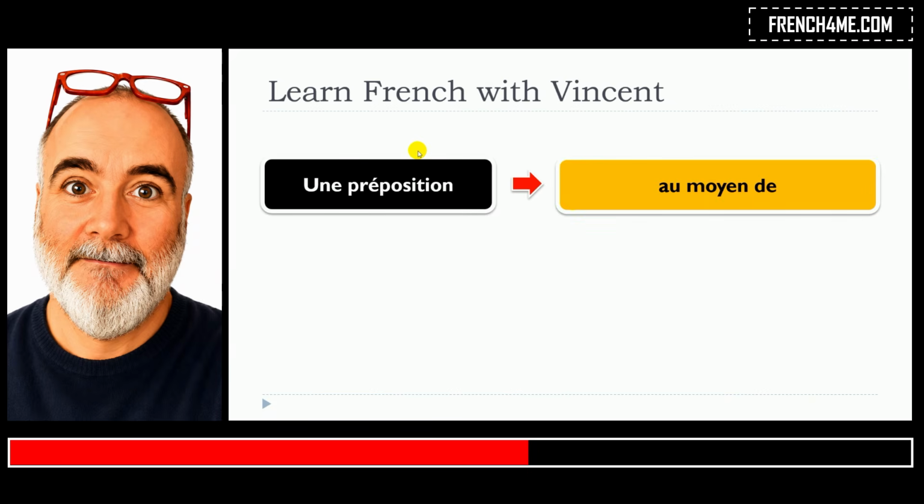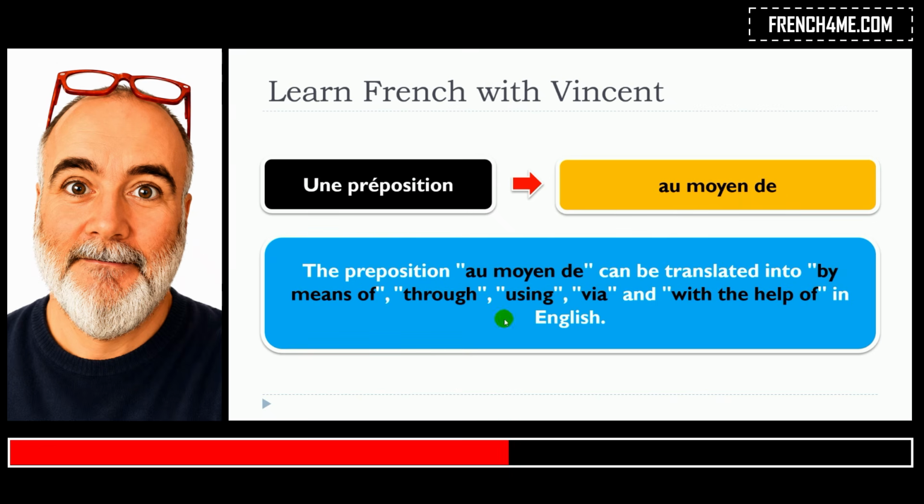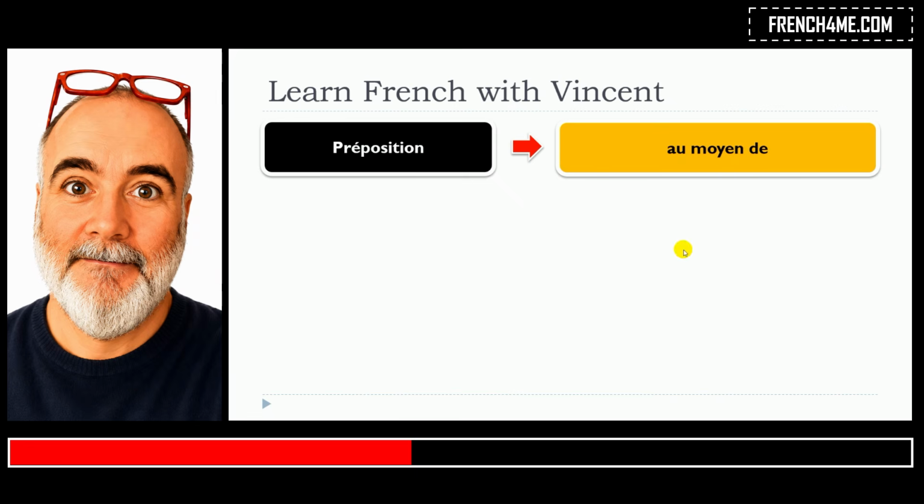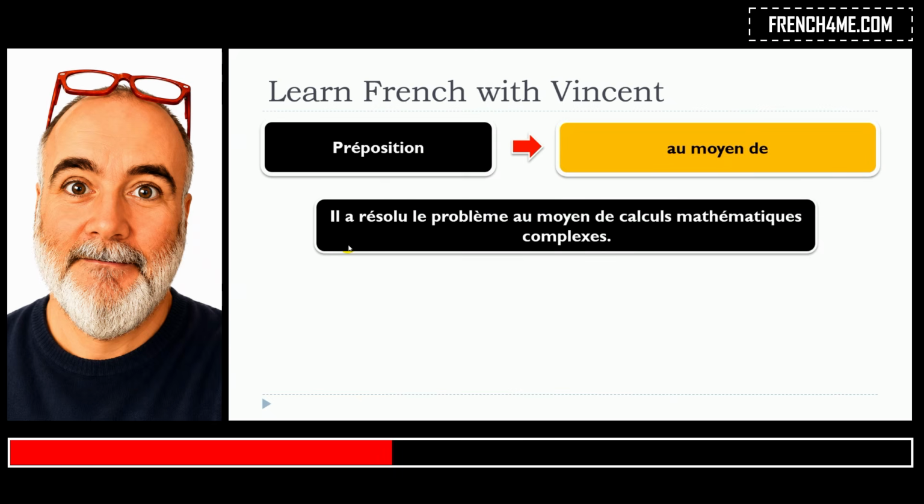So, this lesson is about au moyen de. And the preposition au moyen de can be translated into by means of, through, using, via, and with the help of in English. So we will see 4 examples to see au moyen de.